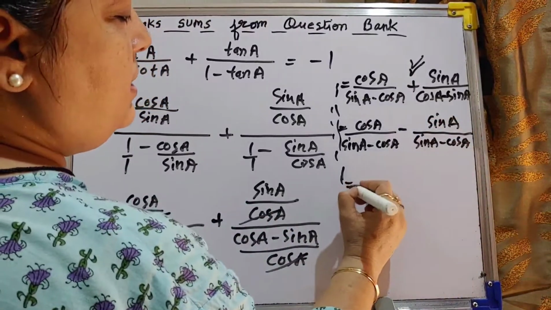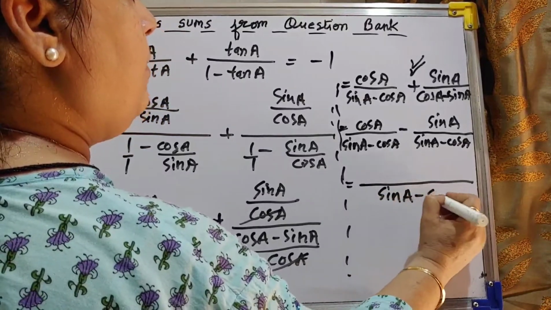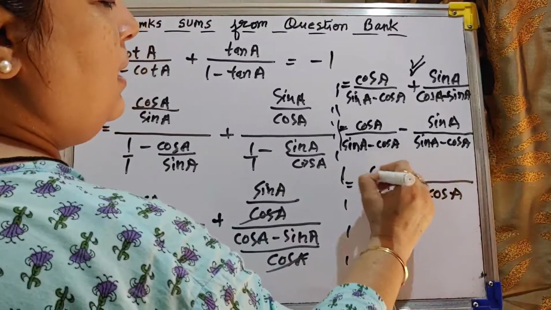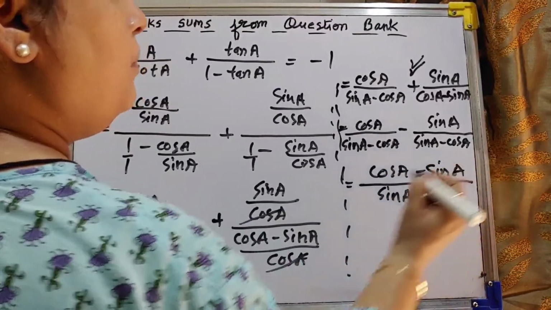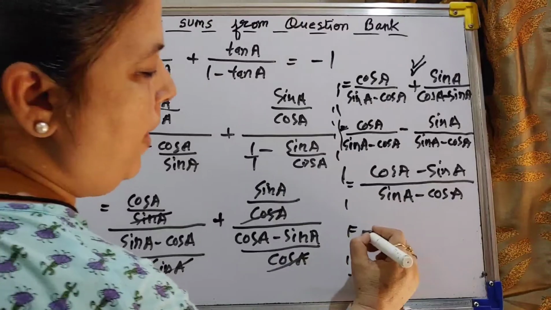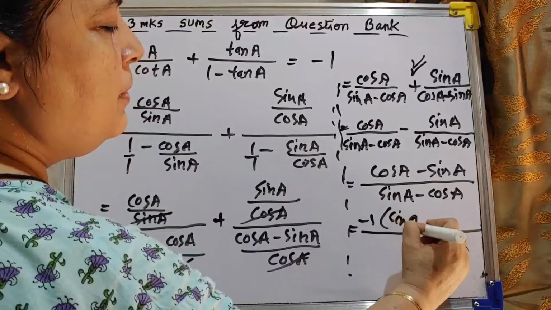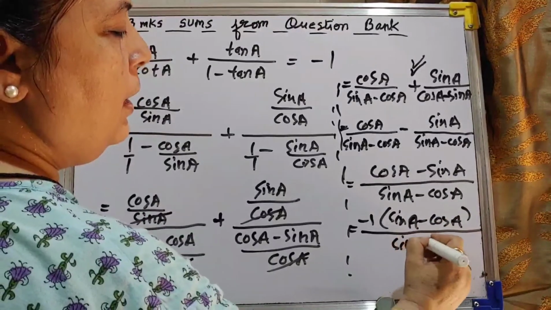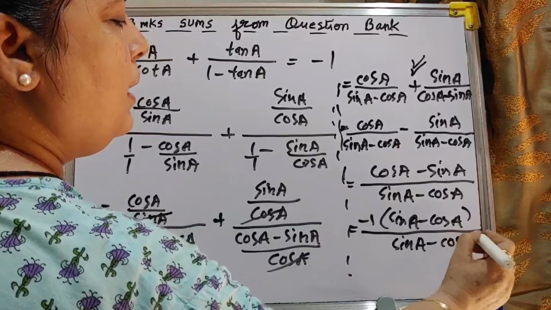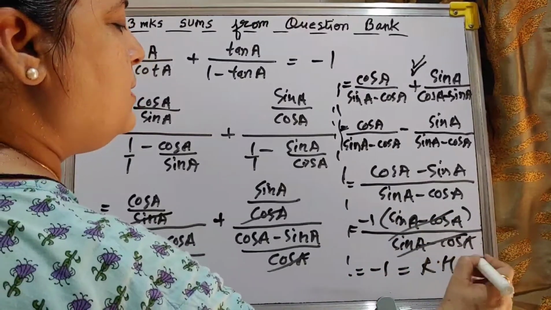Now denominator is same. So I will write sin A minus cos A as it is, and up cos A minus sin A. Okay. Now up I am taking minus 1 common. Then it will get reversed, sin A minus cos A. Denominator is also same, get cancelled. Minus 1, which is our right hand side.